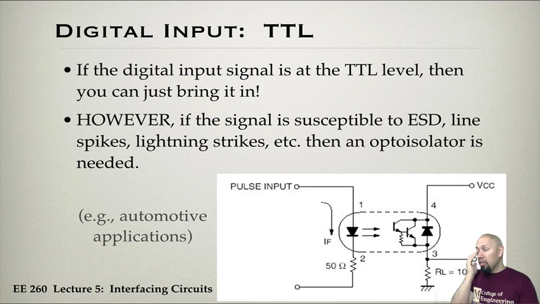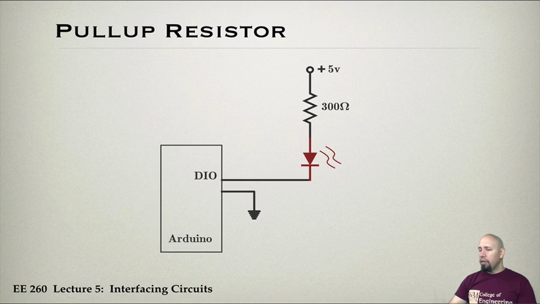Okay, so you don't need to know all the inner workings of that, but needless to say, an opto-isolator is very commonly used in automotive applications, a lot of industrial applications. Okay, so that's important. The next thing we have seen is the pull-up resistor. Pull-up resistor we're going to see all over the place.